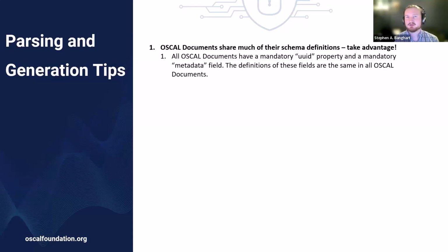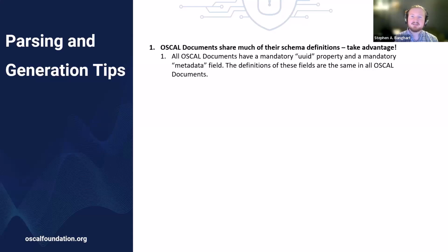OSCAL documents share a lot of schema definitions. If you get a chance to go and look at the full set of schemas that are provided by NIST, there's actually more than just one per document type. And that's because there's a number of OSCAL fields that are the same between all of the OSCAL documents. For example, all OSCAL documents have a UUID, which is a uniquely identifying value. They all have a metadata field, which contains a wealth of metadata information about that document. Those are the same across all OSCAL documents, all eight.